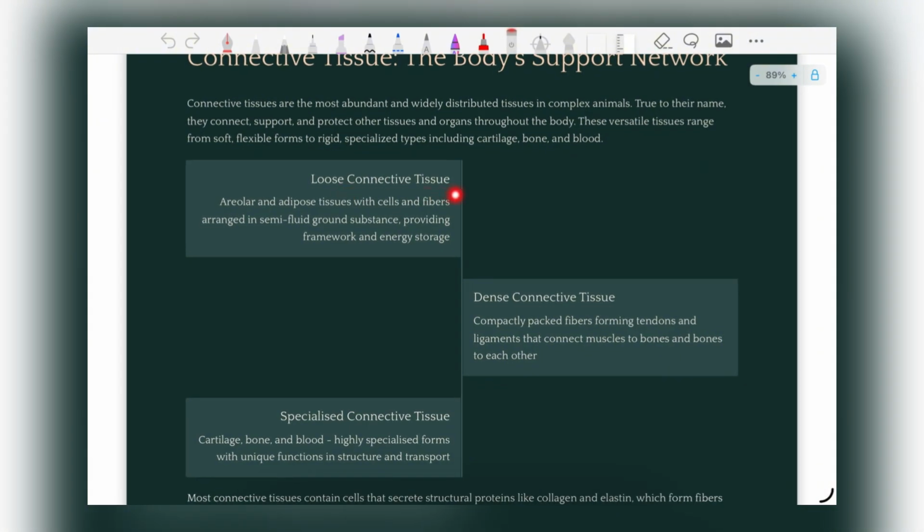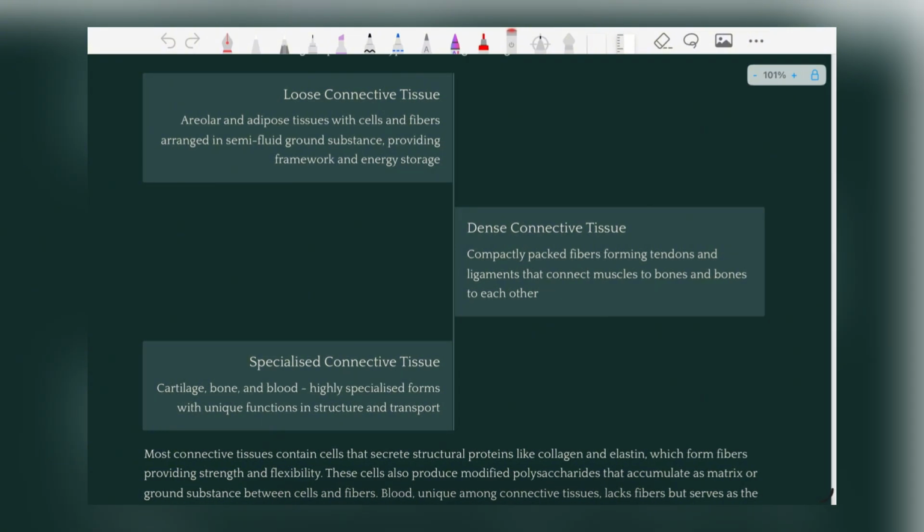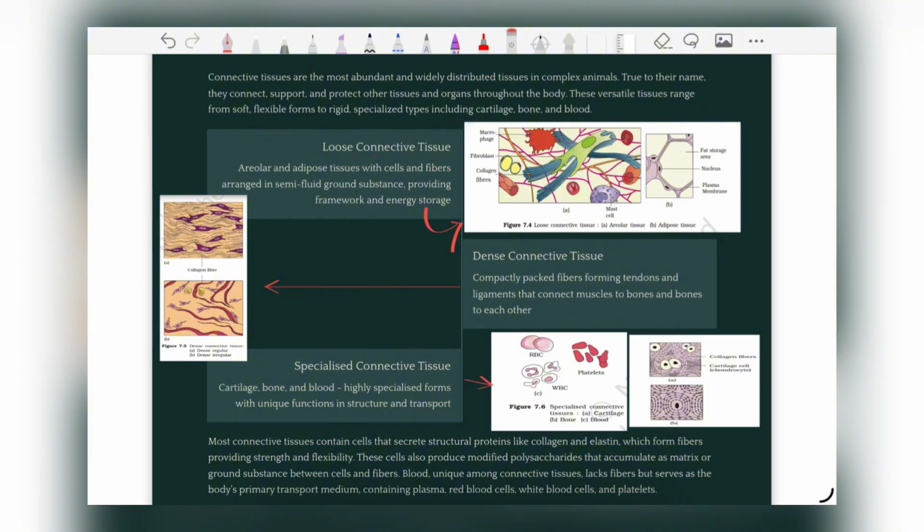Loose connective tissue: areolar and adipose tissues with cells and fibers arranged in a semi-fluid ground substance, providing framework and energy storage. Dense connective tissue: compactly packed fibers forming tendons and ligaments that connect muscles to bones and bones to each other. This is the loose connective tissue, areolar and adipose tissue.